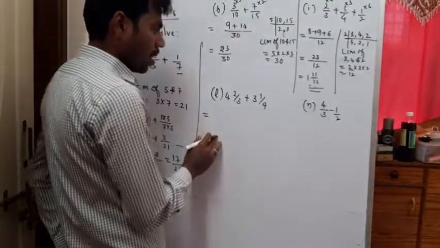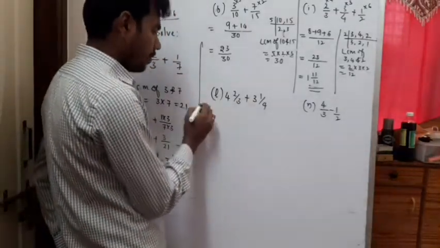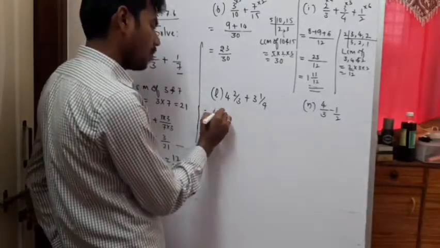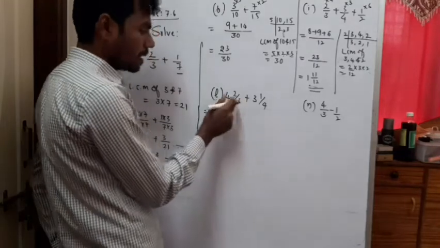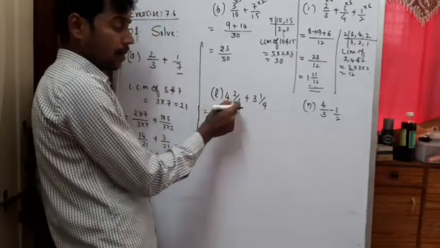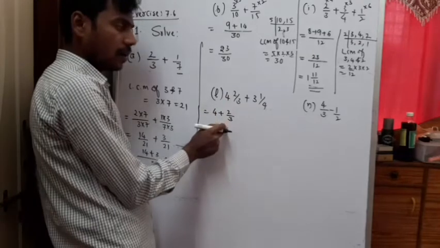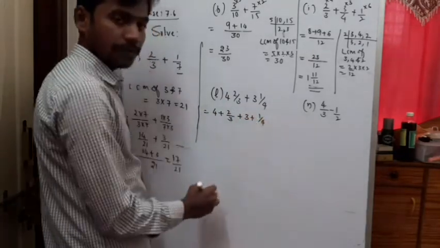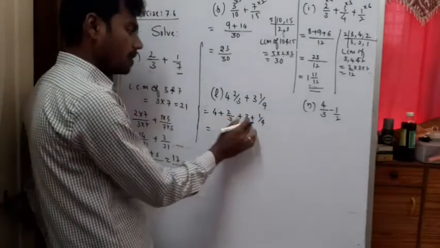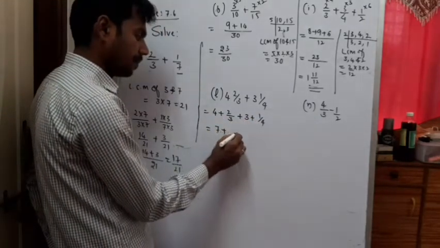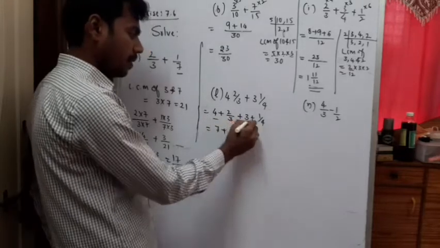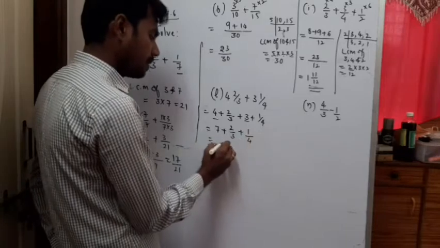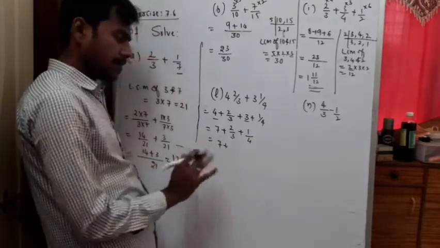Next. So mixed fraction, how can we add mixed fractions? See, this can represent 4 plus 2 by 3. So we are separating the whole part and fraction part. So plus whole part separated out, 1 by 4. 4 plus 3, 7. Next, 2 by 3 plus 1 by 4. 7, keep it as it is.